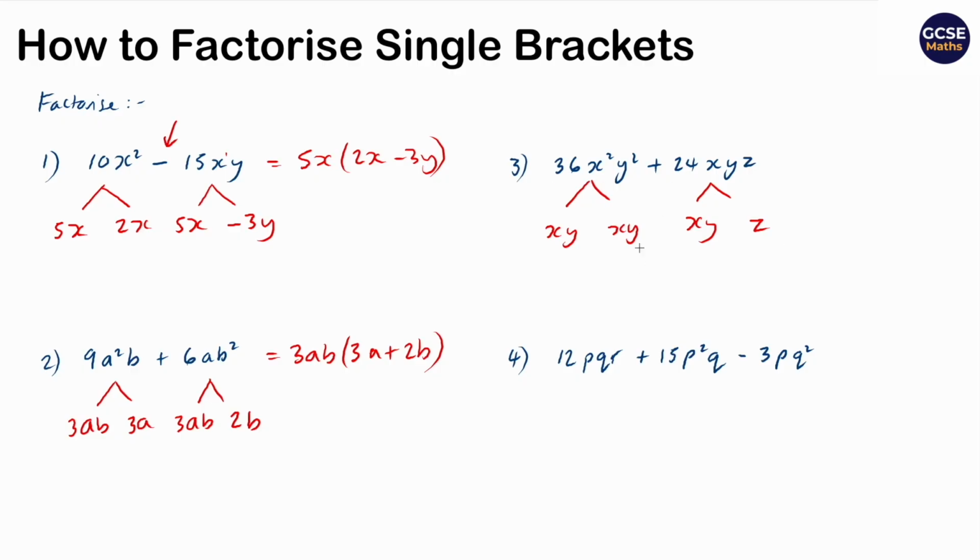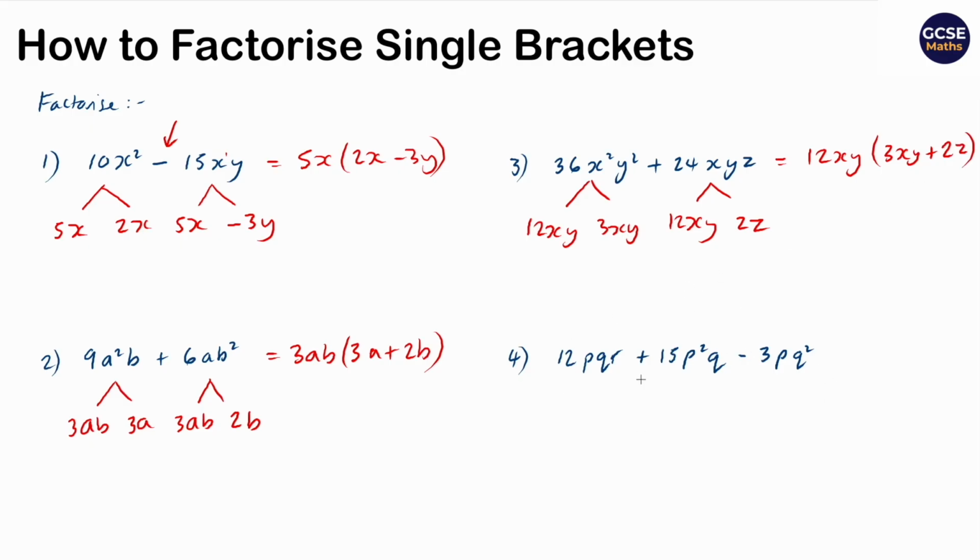Let's deal with the numbers. So the biggest factor of 36 and 24 is 12. So 12 times 3 is 36, and 12 times 2 is 24. So we can see 12xy is the common factor to both of these terms. That comes outside the bracket. We have 3xy plus 2z inside the bracket.